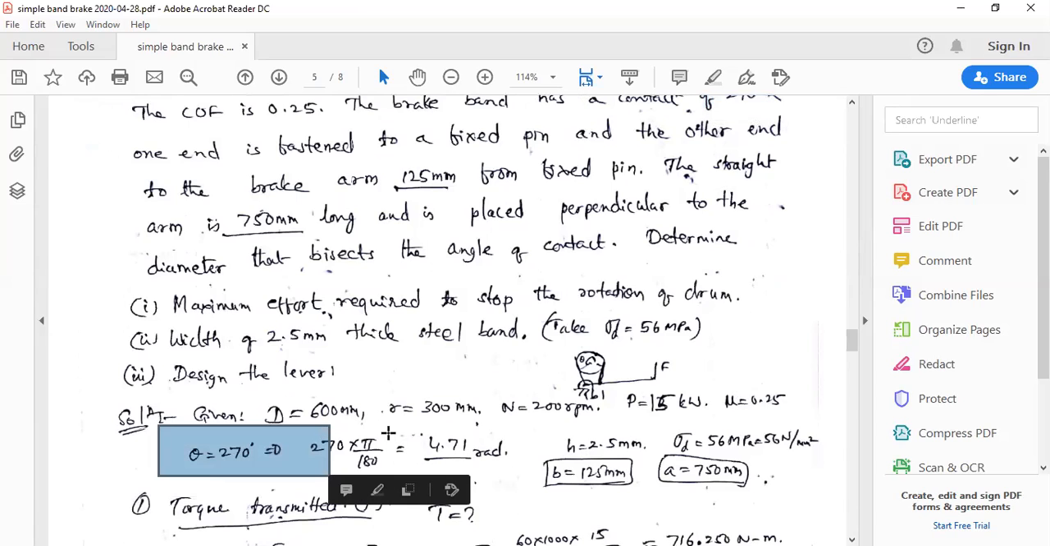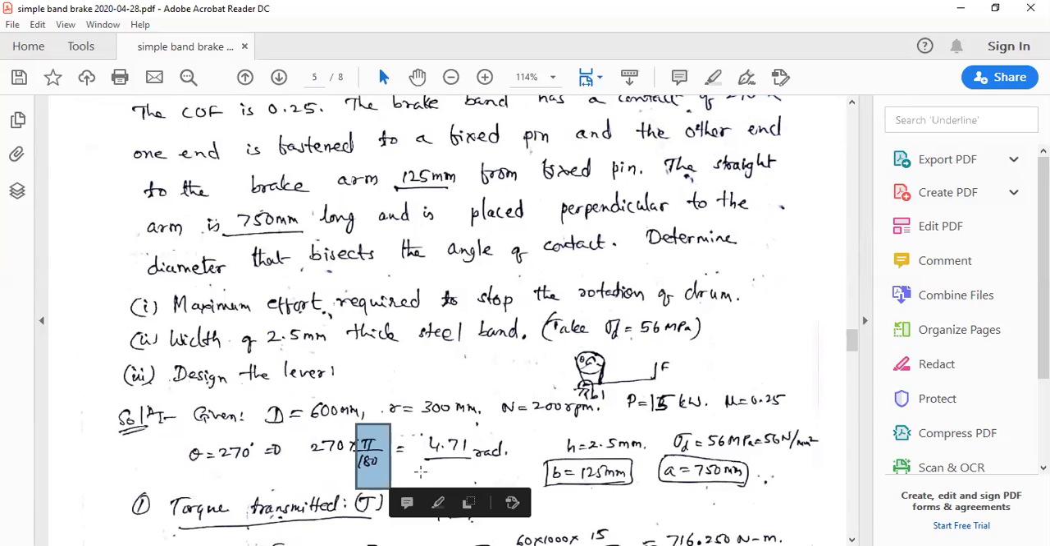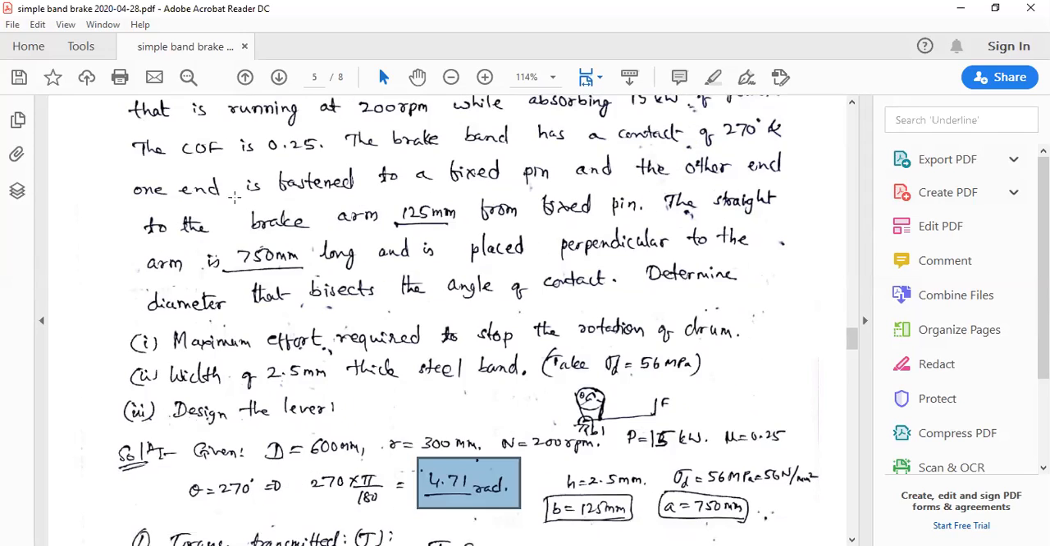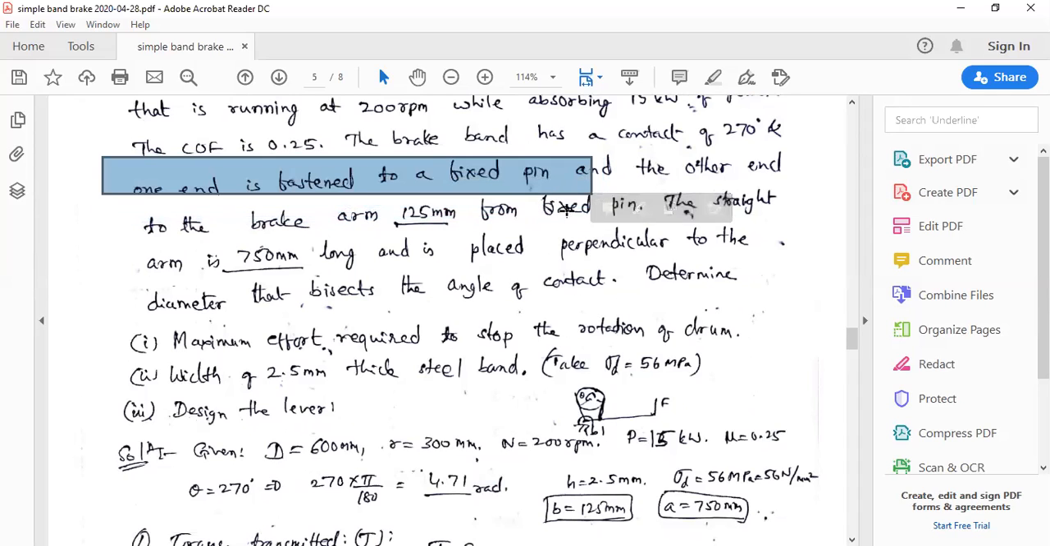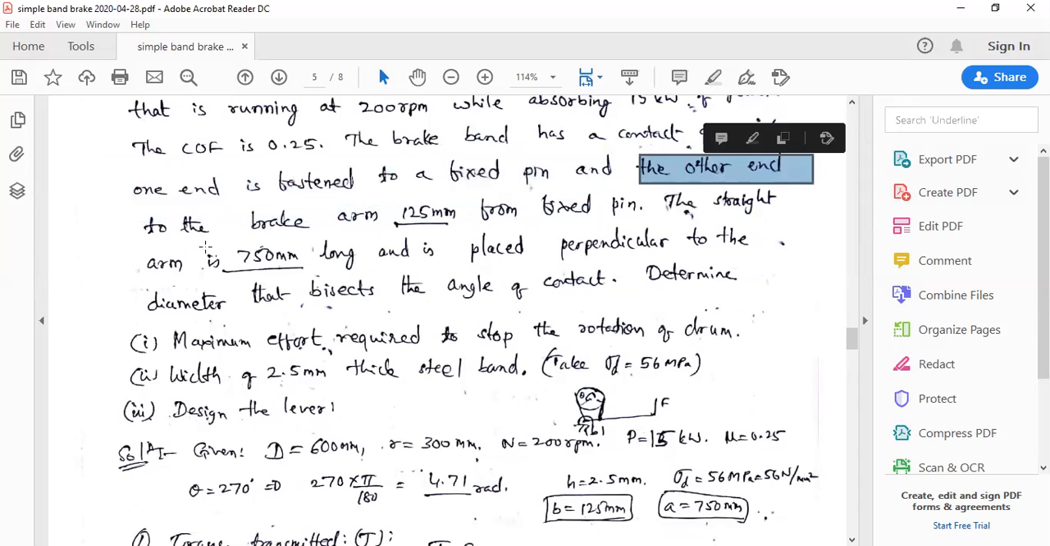It is to be converted into radians. It is multiplied by pi by 180, which is the conversion factor, so that the value of theta is 4.71 radians. In addition to that, some more information is given. One end of the band is fastened to a fixed pin, that is the fulcrum point, and the other end to the brake arm at 125 mm.